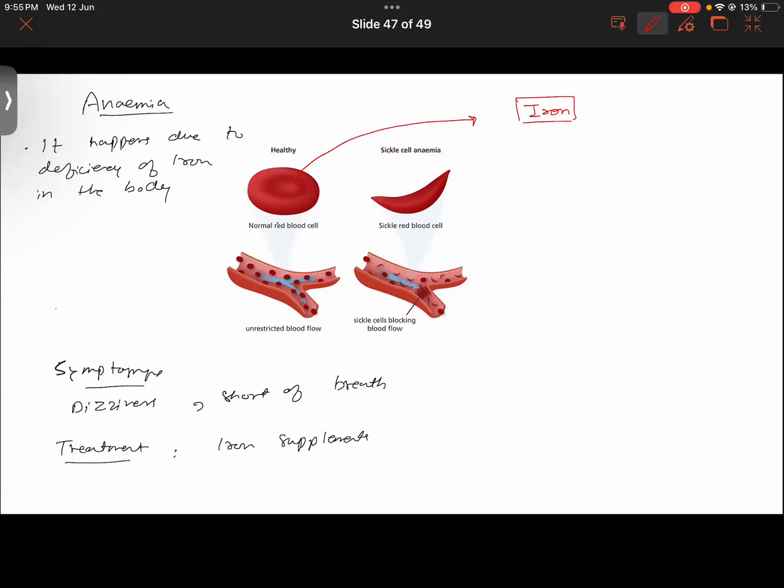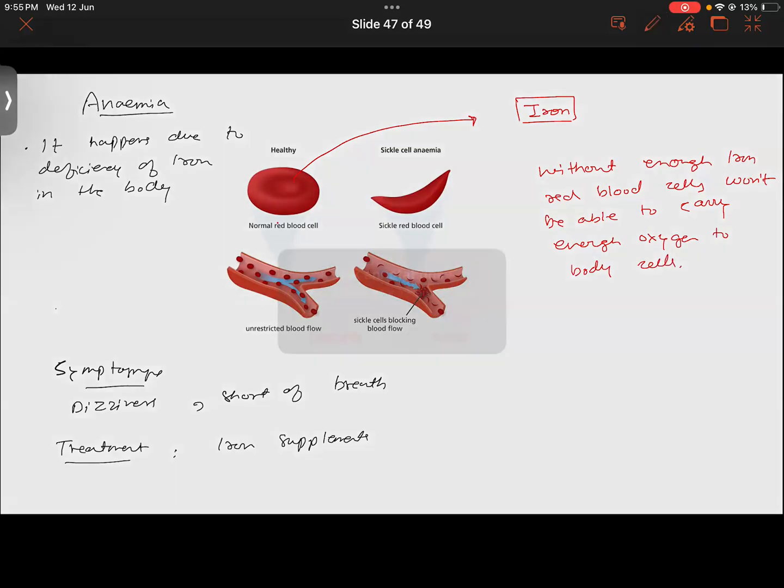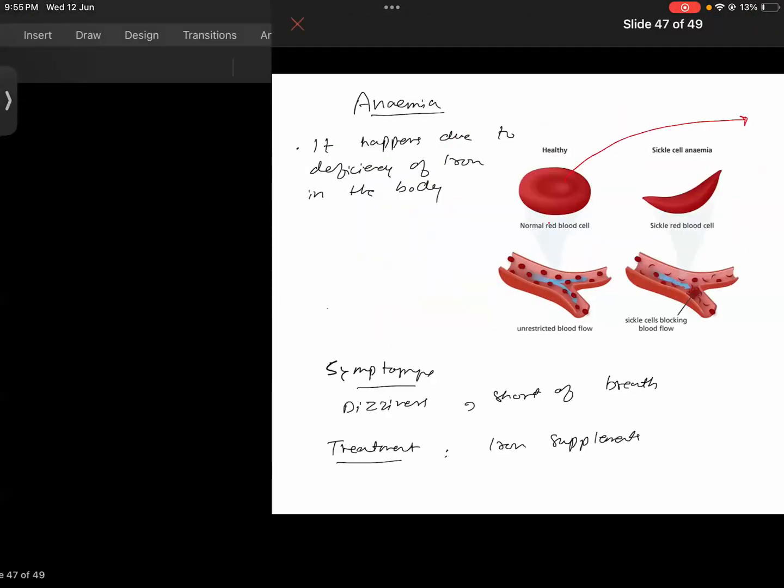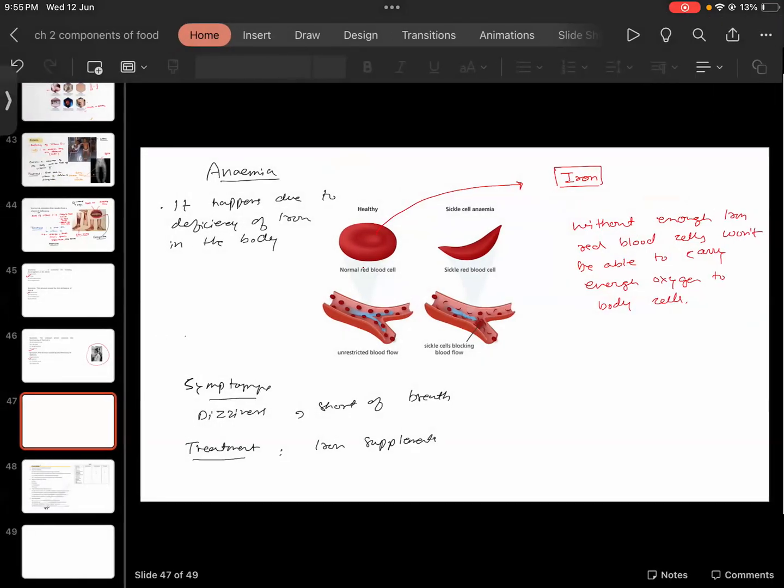So what happens without enough iron? Without enough iron, red blood cells won't be able to carry enough oxygen to body cells. Here is a look at the person who is suffering from anemia. This is how the person is going to look.